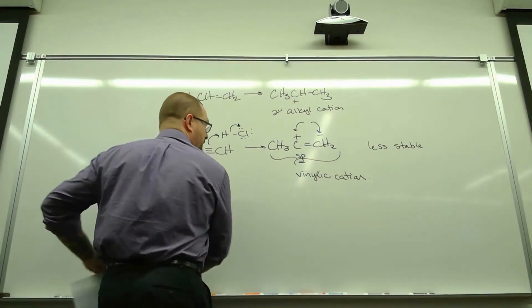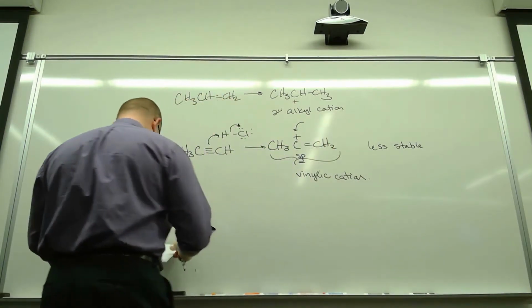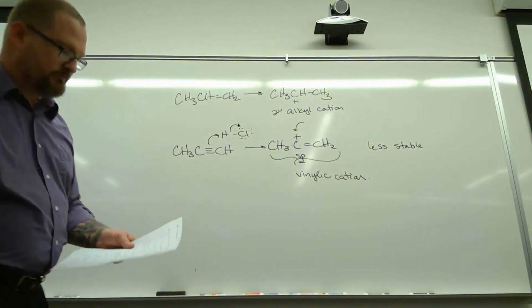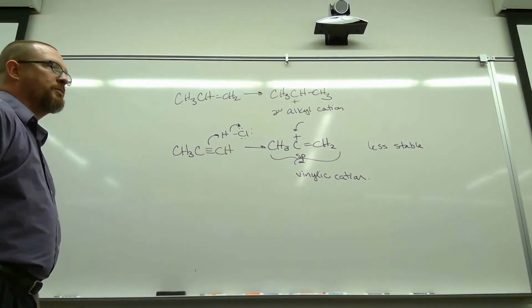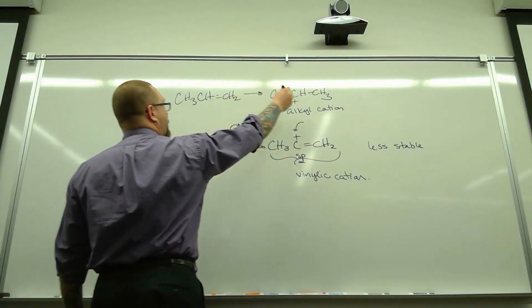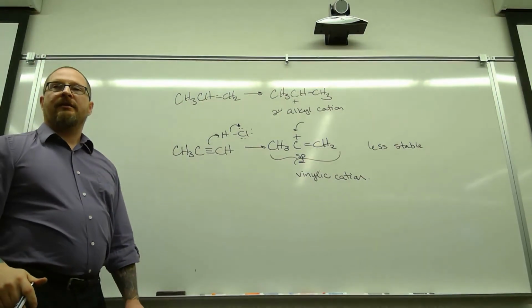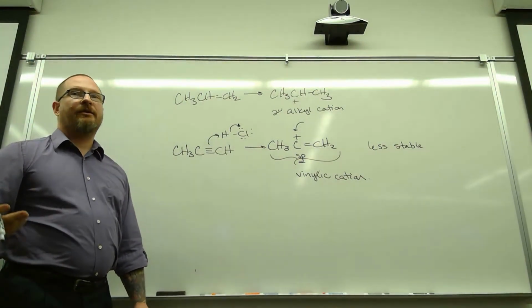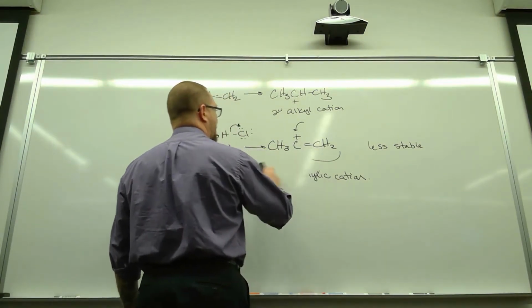Because of this, it's unlikely that we go through the same reaction mechanism, because before we were able to form a discrete carbocation on a secondary position. In this case, not so much. So let's take a look at how this probably forms.